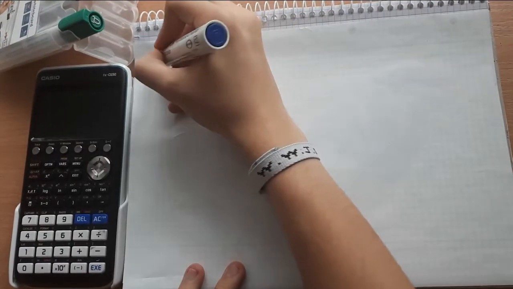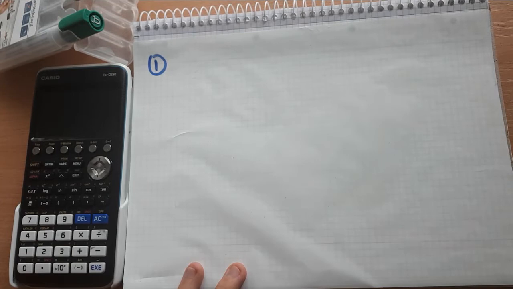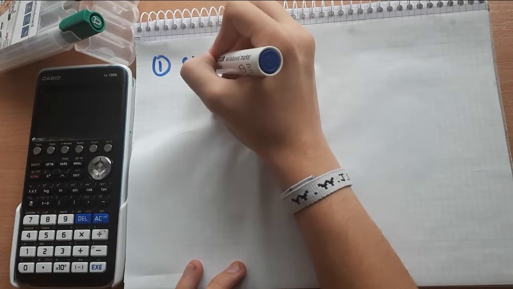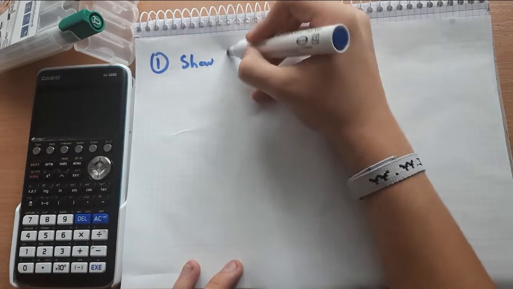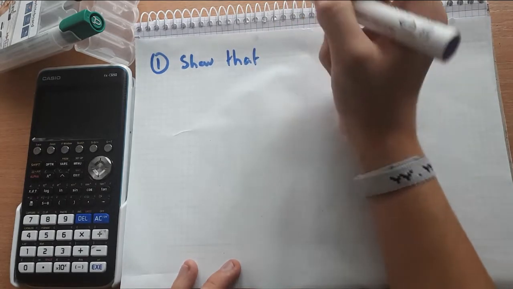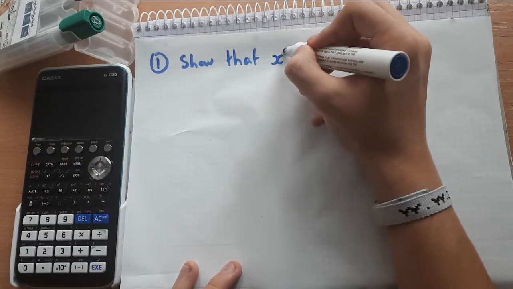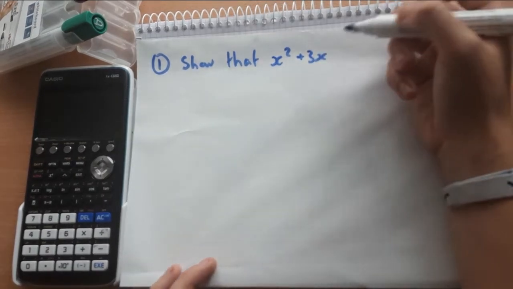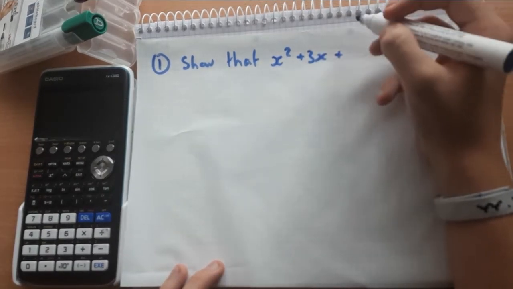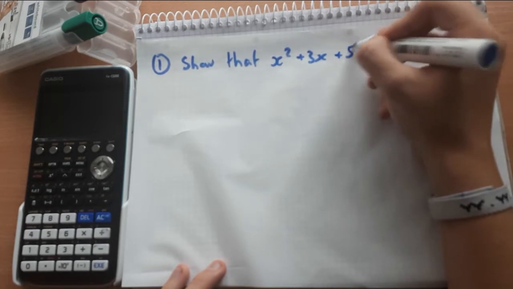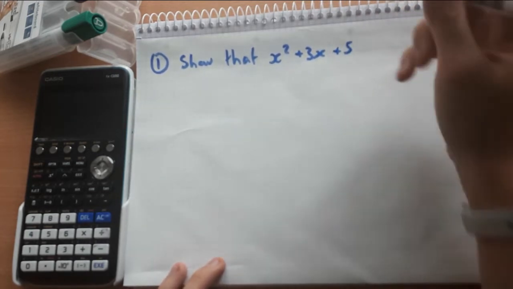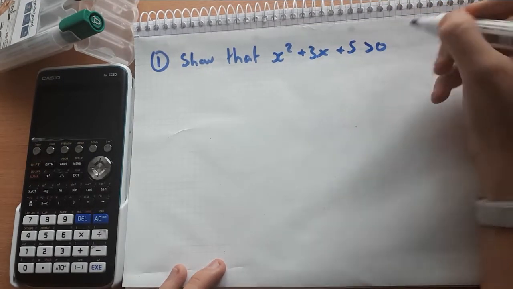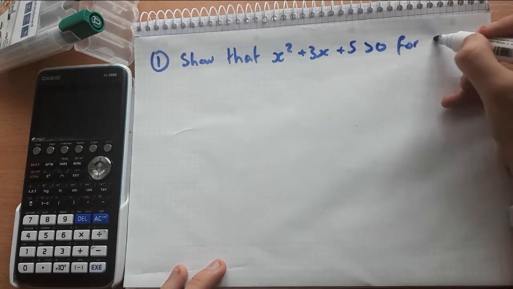Okay, so now for our first question. The question is, show, so that means you've got a proof, show that x squared plus 3x plus 5 is greater than 0 for all values of x. This page I'm looking at is really not well printed, it's hard to see.